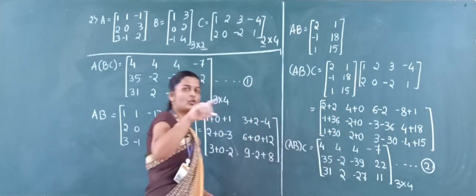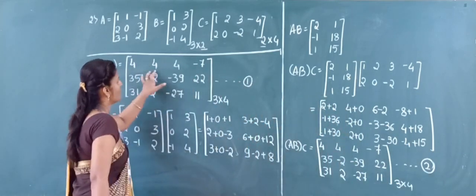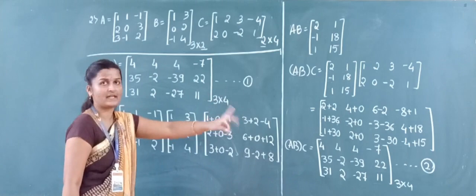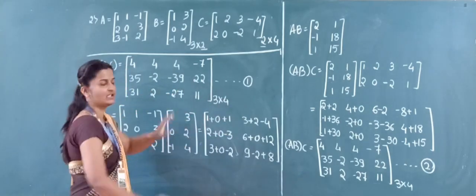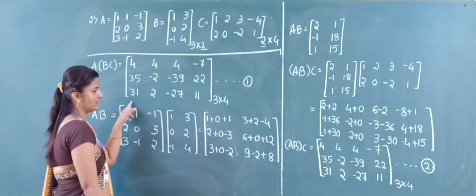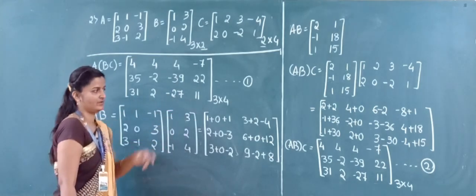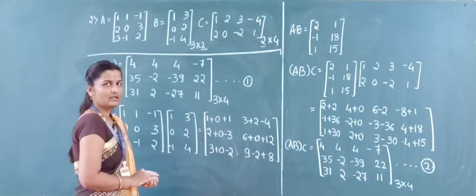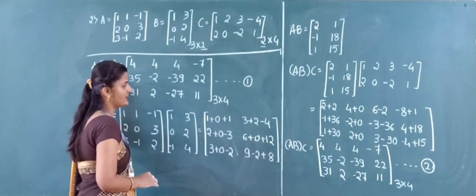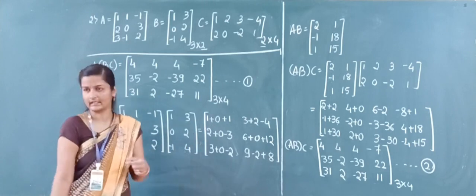So I will check row by row. Row is 4, 4, 4, minus 7. 4, 4, 4, minus 7. 35, minus 2, minus 39, 22. Second row is okay. 31, 2, minus 27, 11. So from this, what will we conclude? That is A into BC is equal to AB into C.